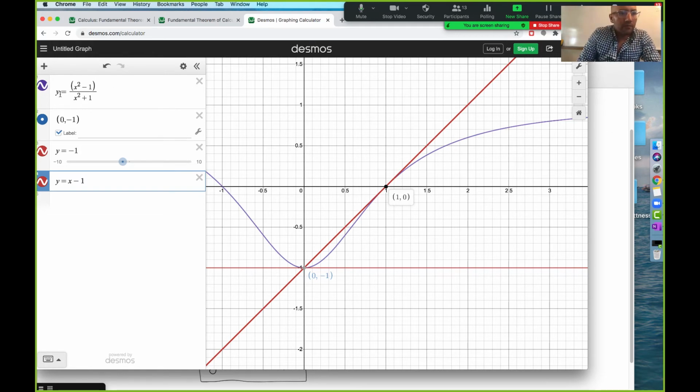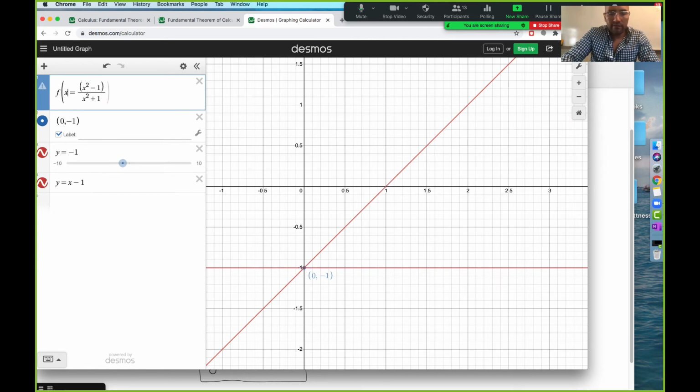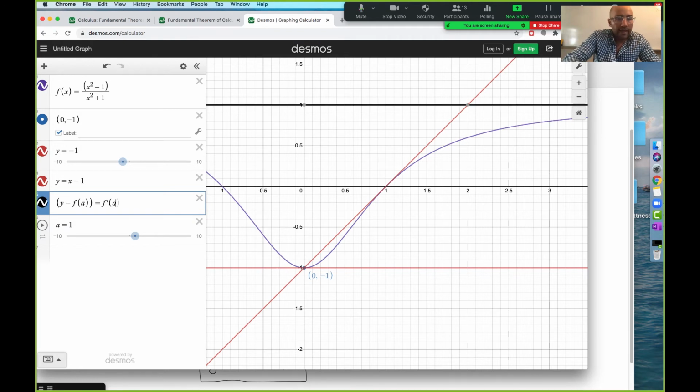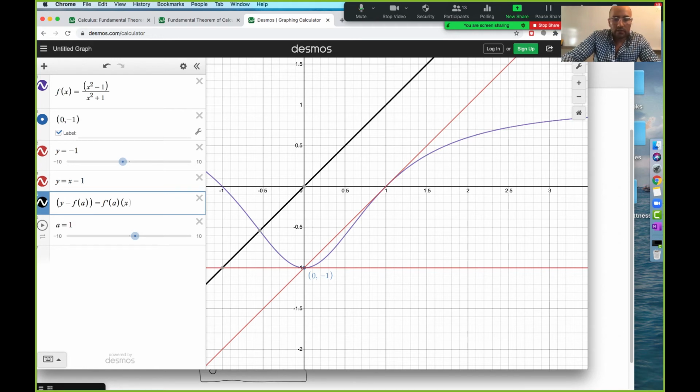Let's see, how can I make this more general? Let's say I make this f of x like that, and then my equation is going to be y minus f of a, making a slider, equal to m, and m is the derivative of the function, so that'll be f prime evaluated at a, which will give me that slope, times x minus a, like this. Okay, so see how I've recreated that linear equation?